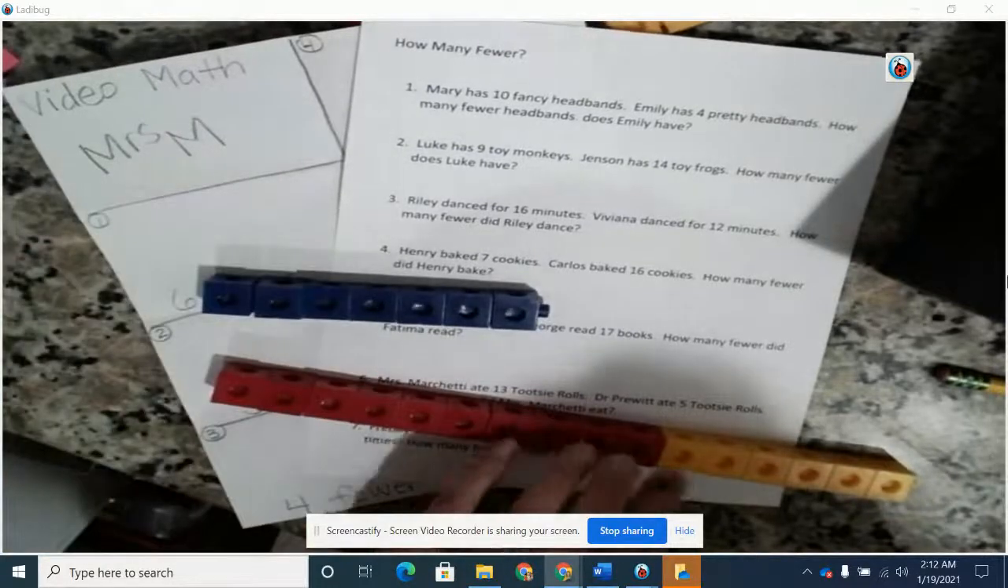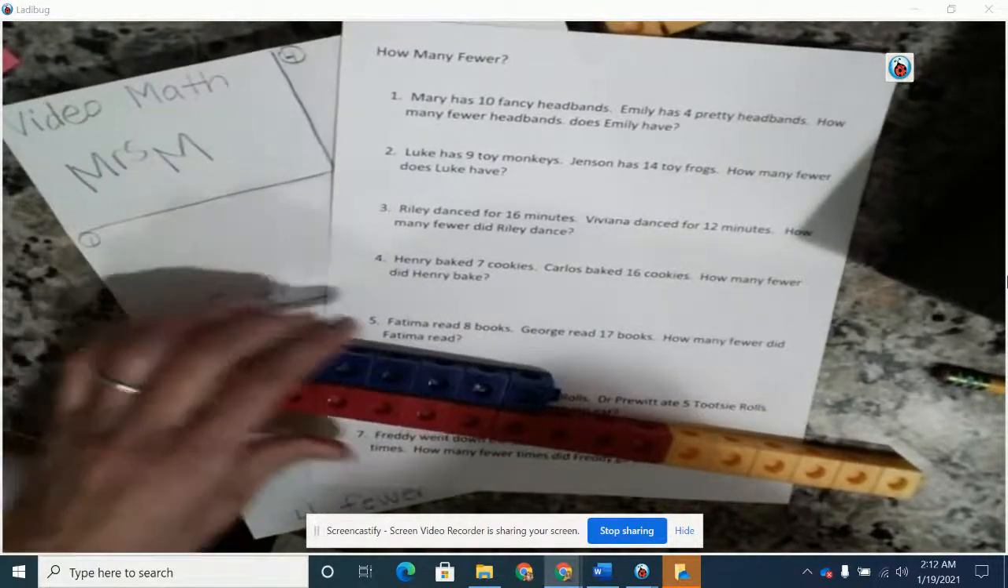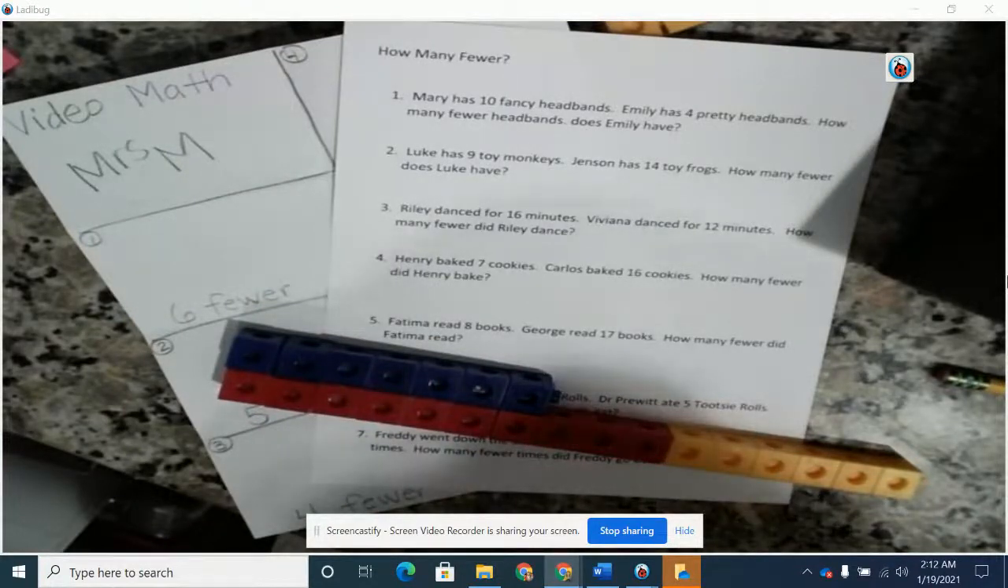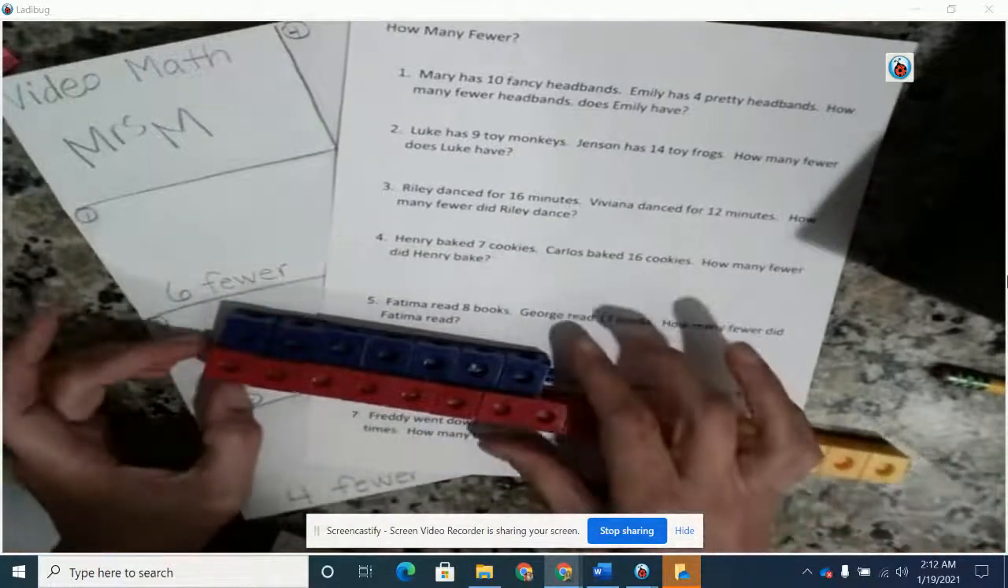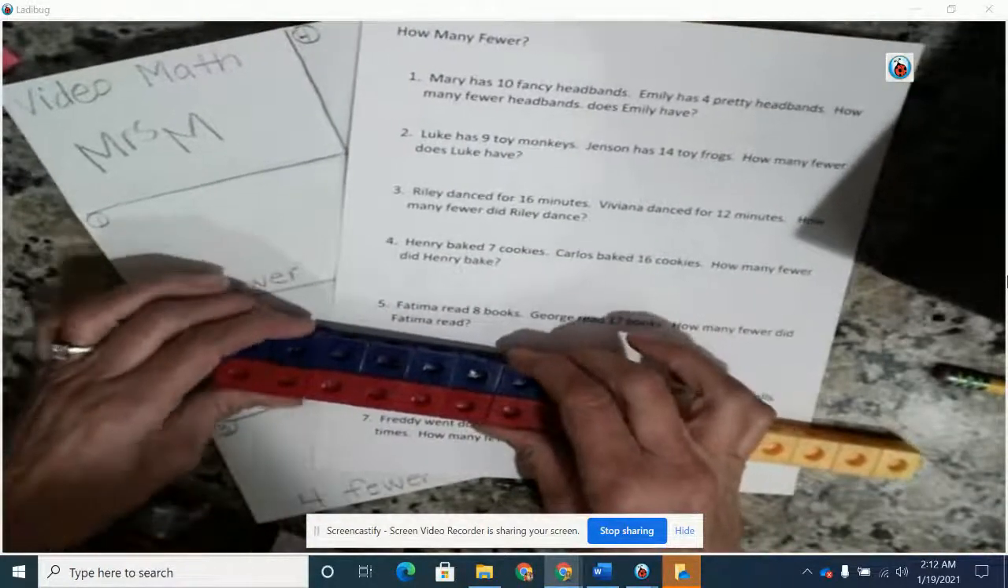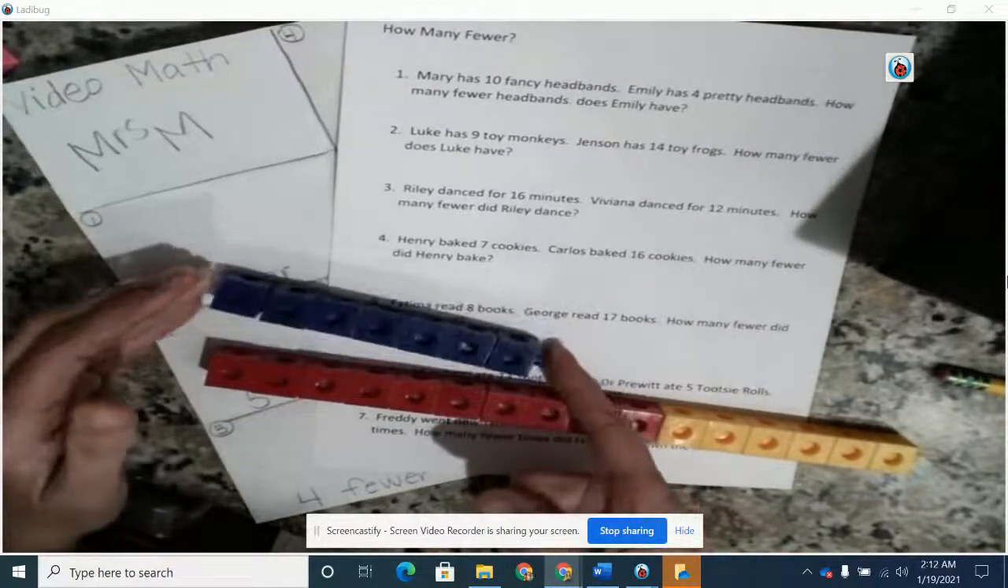I already had the 16 from my other one with the dancing 16 minutes. So then I'm going to line them all up. And that's how we're going to figure out how many fewer that Henry baked. Because Henry baked 7 cookies, Carlos baked 16 cookies. How many fewer did Henry bake? Well, I'm going to know the difference between the 2 by looking at the ones that are not matched up. So if I put them next to each other, not matched up, this means that, boy, he did a lot less.